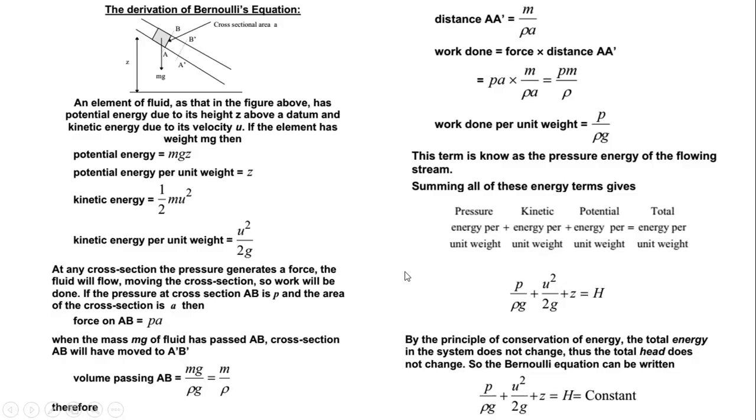Okay, so bringing you back to this part, it shows how to derive the Bernoulli equation. Like what I was saying, for you to derive the Bernoulli equation, the first thing you need to keep in mind is that pressure energy plus kinetic energy plus potential energy will give us the total energy. Then from there, we can follow these steps to come up with p over rho g plus u squared over 2g plus z is equal to h.